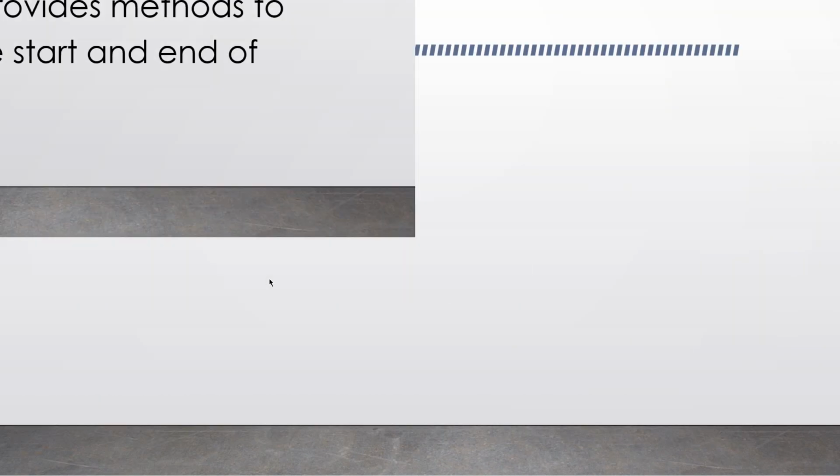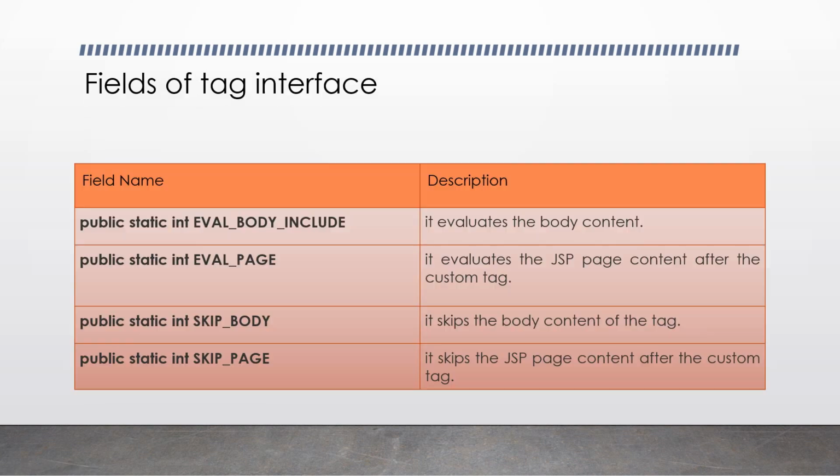Then we can see a few of the fields inside of the Tag interface. These are public static EVAL_BODY_INCLUDE, which evaluates the body content. Inside the body I have mentioned the two syntaxes of the custom tag, with the body or without the body. In this situation it will evaluate the body of the content. And EVAL_PAGE evaluates the JSP page content after the custom tag.